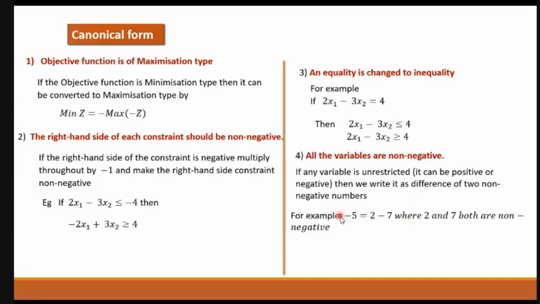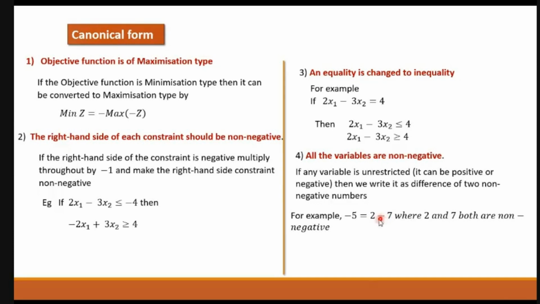-5 is a negative number. You can write -5 as 2 minus 7, where 2 is positive, 7 is positive. Right? -5 can be written as 2 minus 7. 2 is positive, 7 is positive. In between them there is a minus sign.